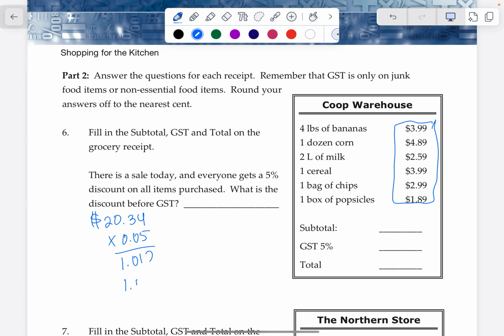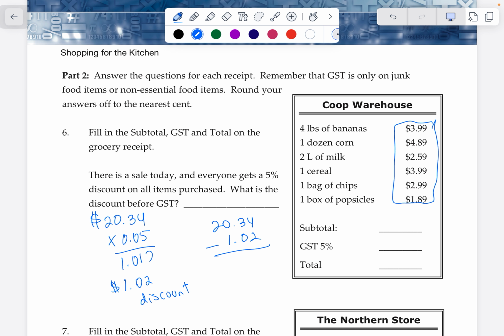Okay. So the subtotal, the thing that's going to go here, you're going to take your 20.34 and take off the $1.02 that they've given you, almost like a coupon. Okay, they've given you a discount. So 20.34 minus $1.02, the subtotal is 19.32.